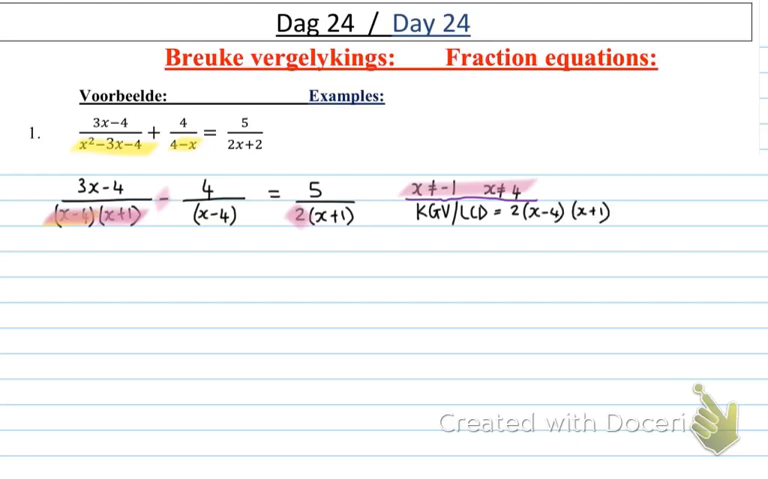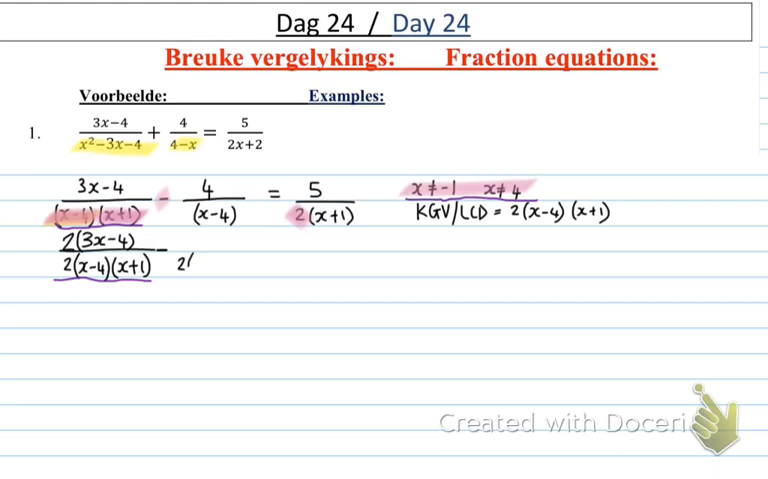Okay, now I'm going to write my LCD everywhere, my common denominator. Now I have to ask myself, what do I multiply that first denominator with to get to the LCD? I need to get from there to there. I am multiplying by 2. So then on top of the line I also multiply by 2. In brackets 3x minus 4.